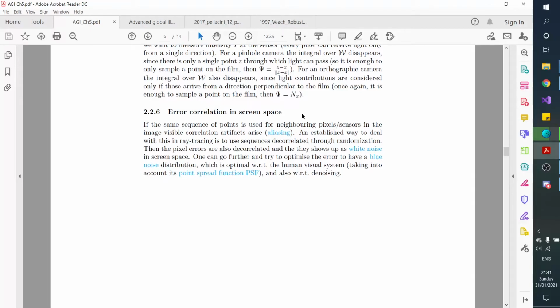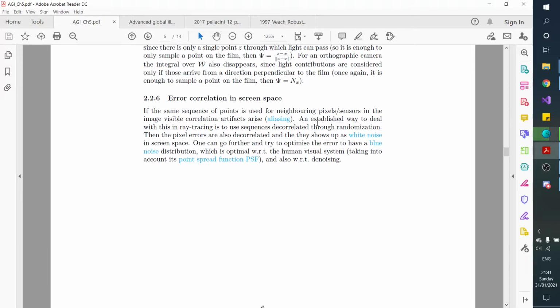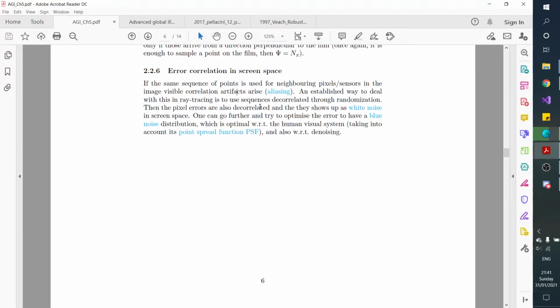Finally, you want to estimate many pixels, so not only one sensor. So you estimate one sensor, then you compute a second and third, etc. And if you use the same sequence for all pixels, then you get correlation artifacts, structured artifacts, which show up as aliasing. Now, if instead you randomize the sequences between the pixels, then you usually get the error as white noise. Finally, if you can do that, you should try to make your error be correlated as blue noise, so it looks like blue noise.